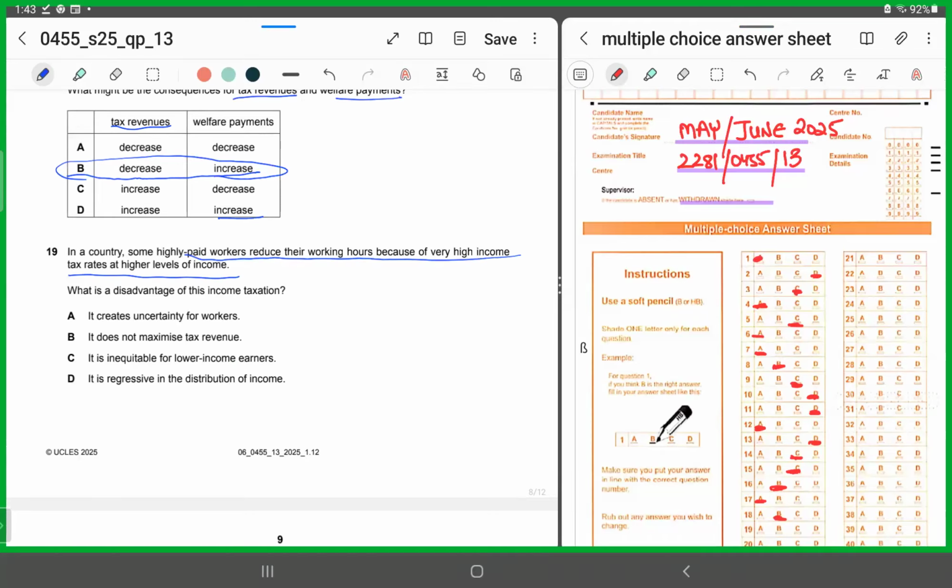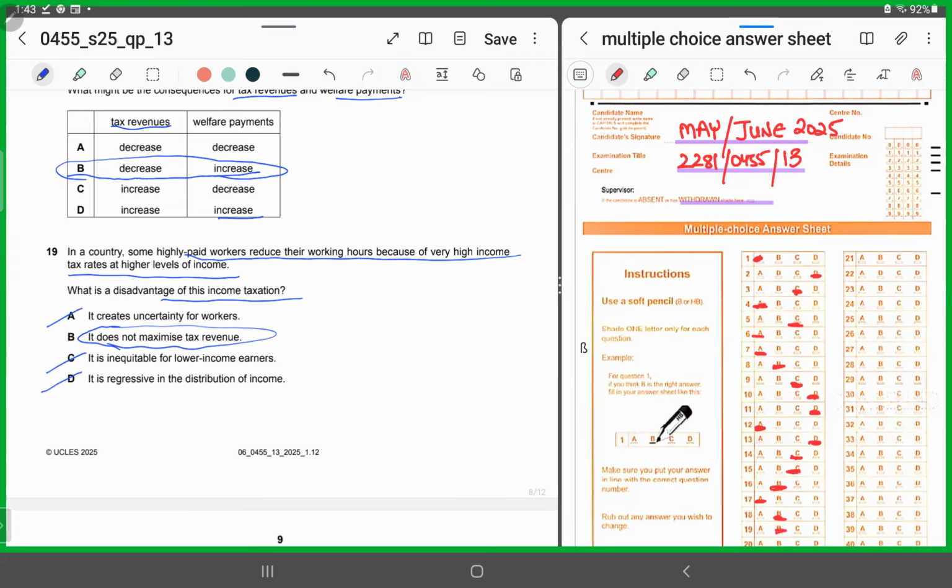Now they are asking what the disadvantage of this type of taxation is. It creates uncertainty for workers. It does not maximize tax revenue. It is inequitable for lower income earners. It is regressive. No, it's not regressive. It is inequitable for lower income earners? No, because it is equitable: the higher the wages, the higher the taxation. It does not maximize its tax revenue. It creates uncertainty? No, it does not create uncertainty. It's very obvious. It does not maximize its tax revenue because people are evading taxes, avoiding taxes, in fact. So for 19, it has to be B.